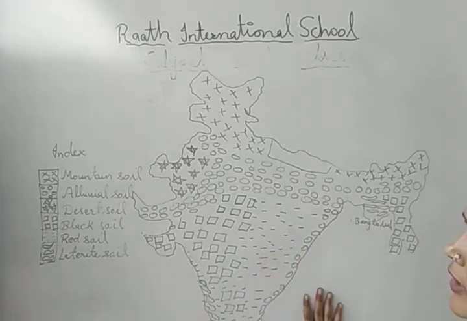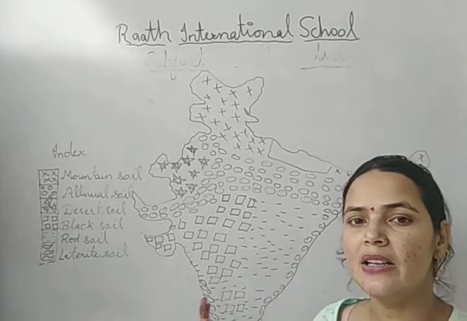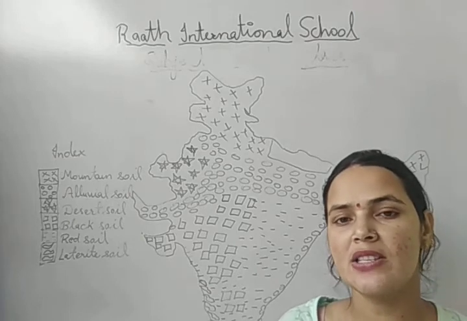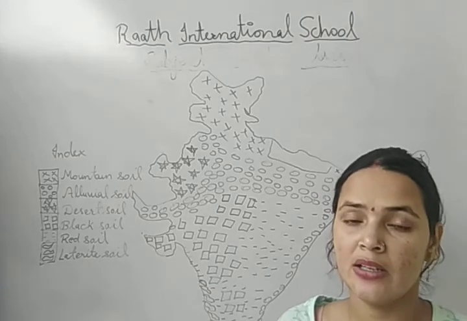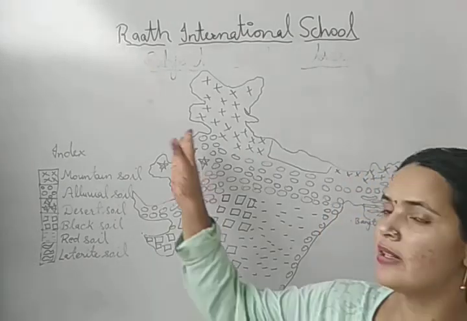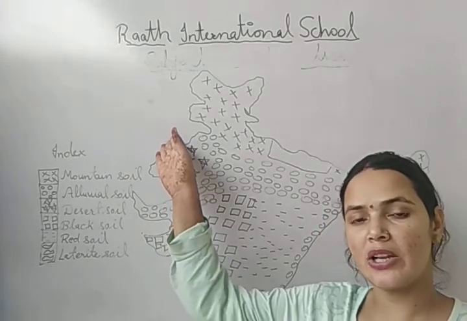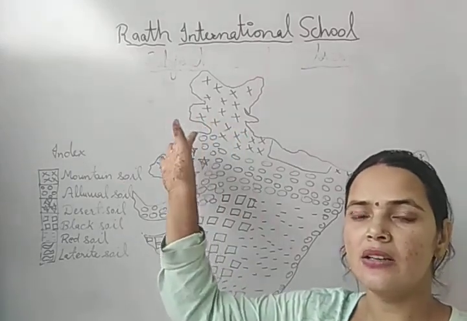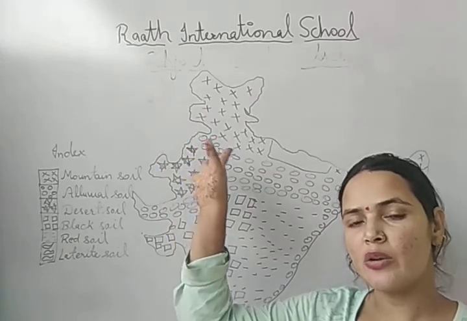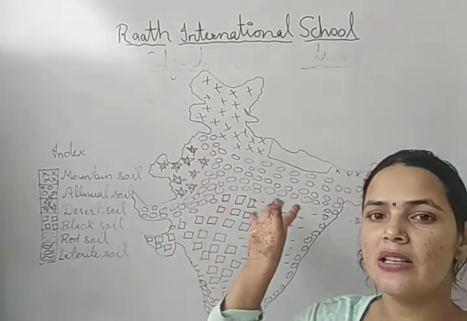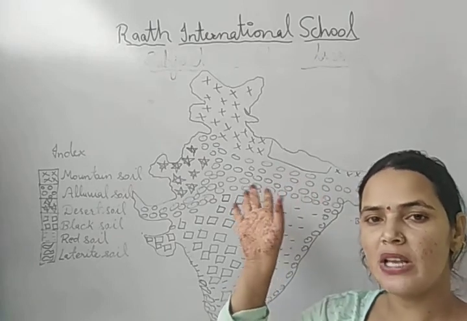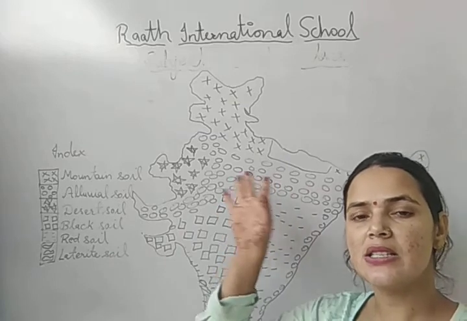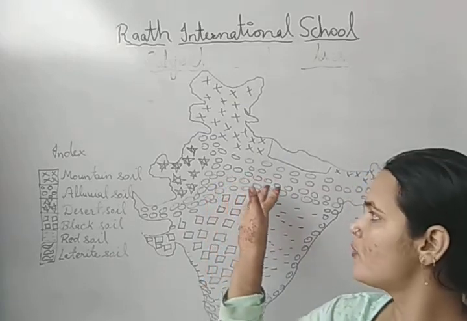So these are the different types of soils found in our country, and we know that all the different types of soils are very important for the growth of plants. For example, mountain soil, that is rich in humus. It is good for the production of fruits and vegetables. And in the valleys of mountains, rice and potatoes are grown. Alluvial soil, that is good for all kinds of crops like wheat, sugarcane, oil seeds, pulses, cotton, all the different kinds of crops are grown here.